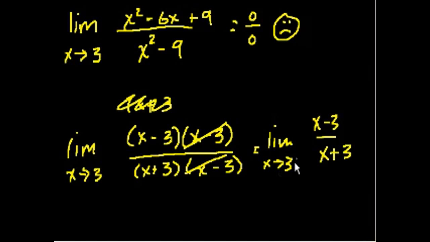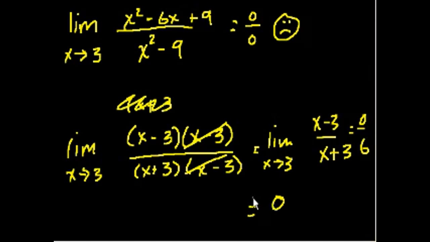Now let's just try to stick the 3 in and see what we get. Well, in the numerator we get 3 minus 3, so we still get 0. But in the denominator we get 6, right? 3 plus 3 is 6. So now we get a good number, 0 over 6. Well, that's a real number, so it's 0. So that was interesting. The first time we did it, we got 0 over 0, and now we get the answer 0 by simplifying.